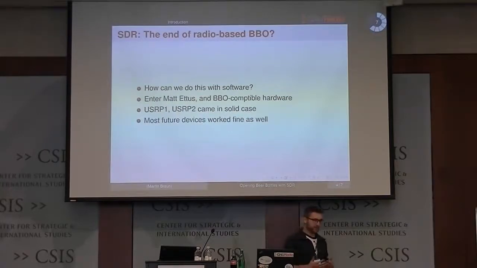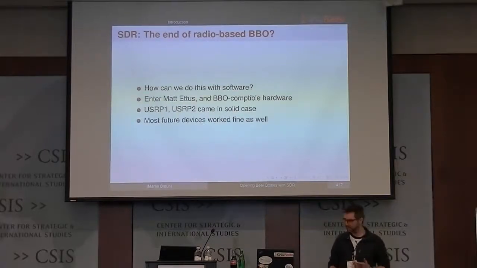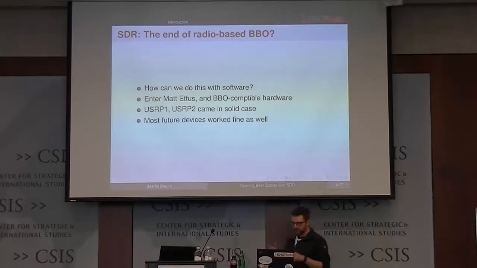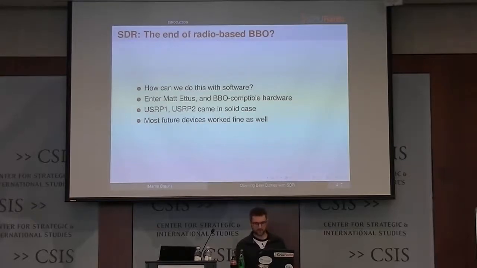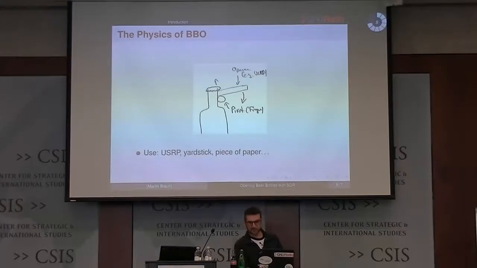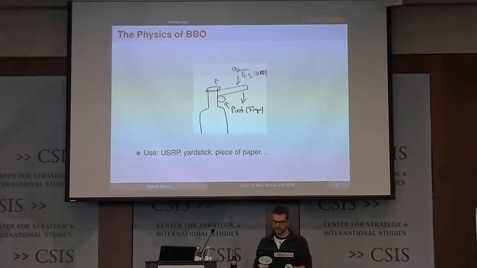So the USRP 1, the USRP 2 actually came in a pretty solid case, so you could do the same thing. I don't have one right here. Same actually with all the future devices that we've brought out. So I'm just going to give you a brief technical overview of how this works. Basically, it's really easy. You just need something to lever off, and you need a lever. That's opening a beer bottle in a nutshell.